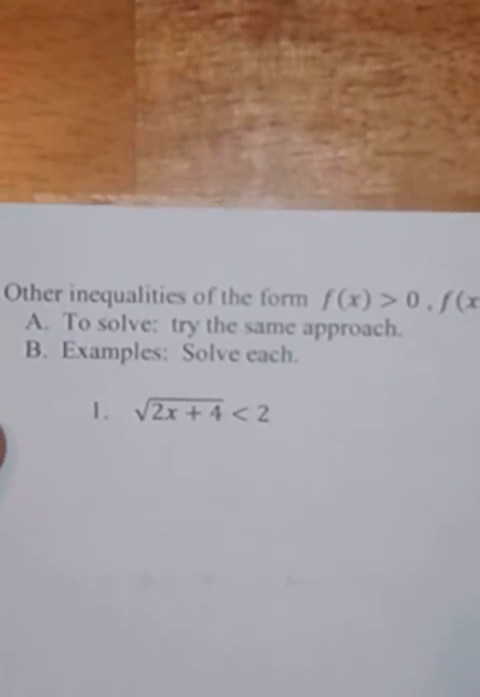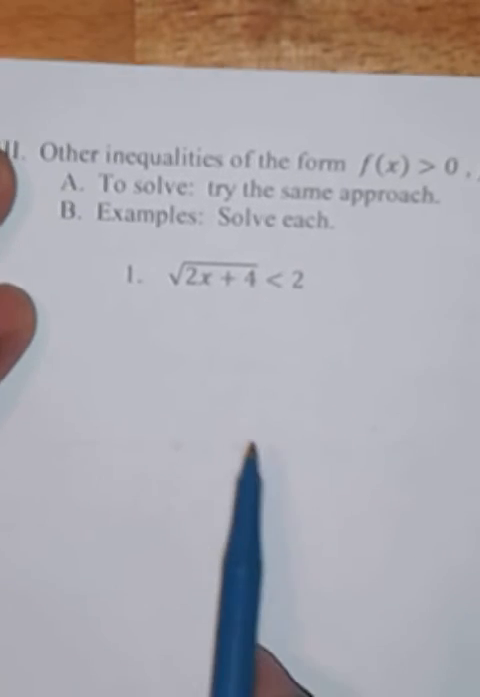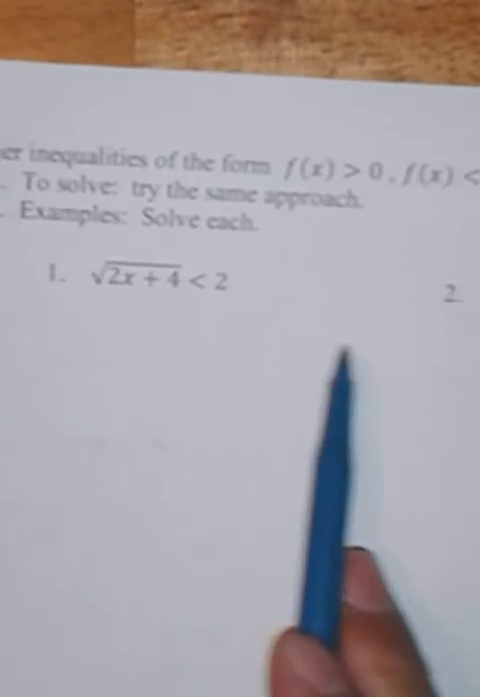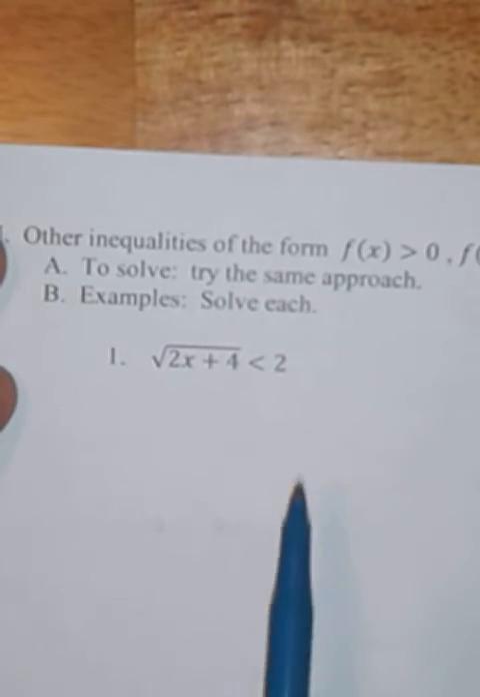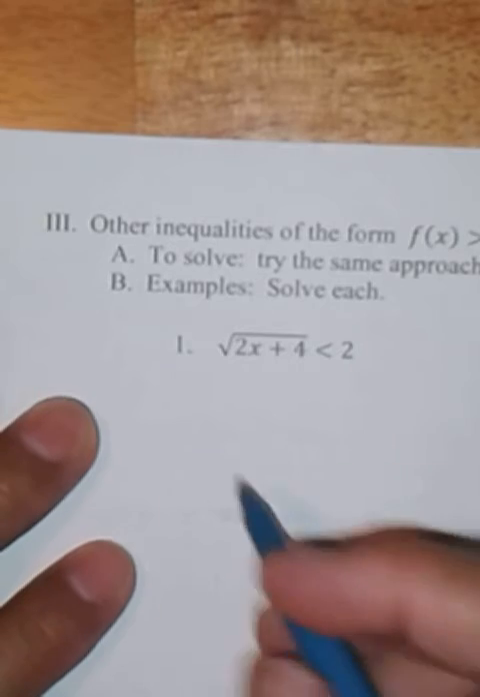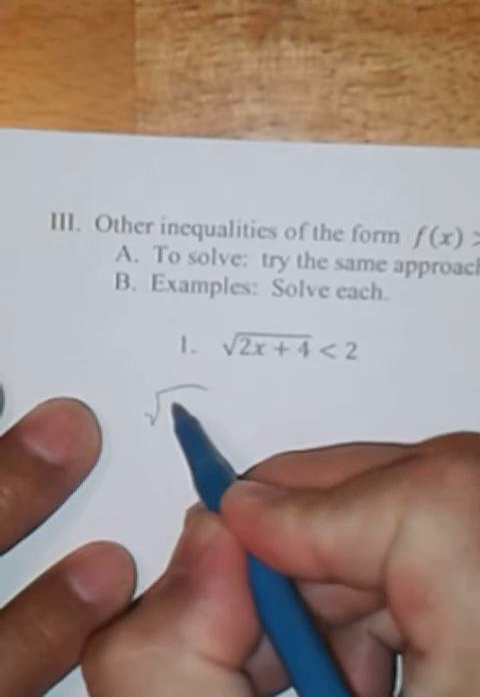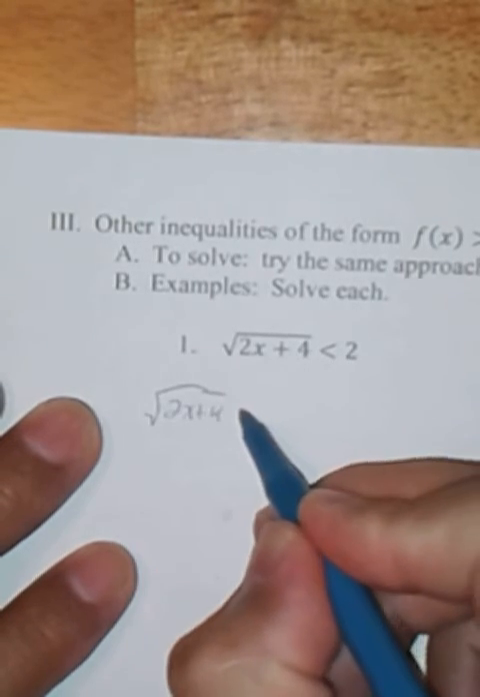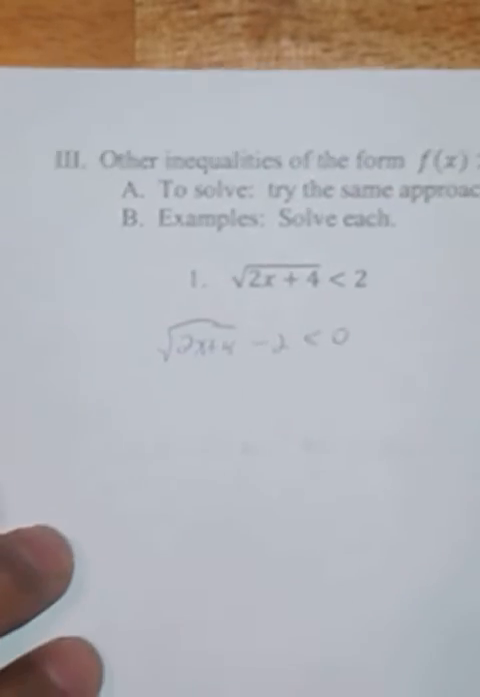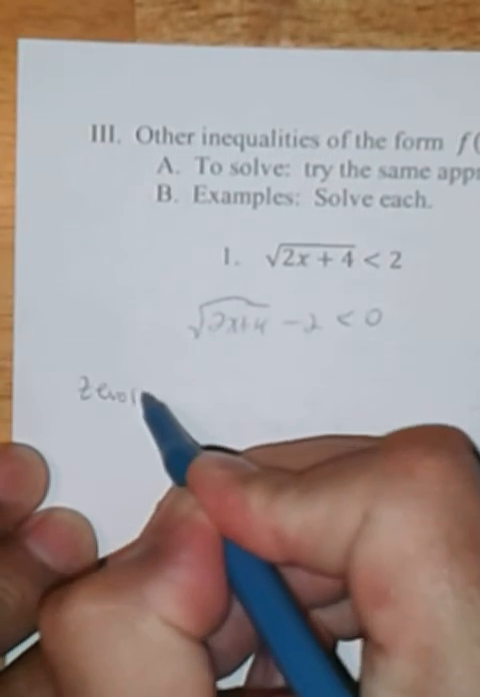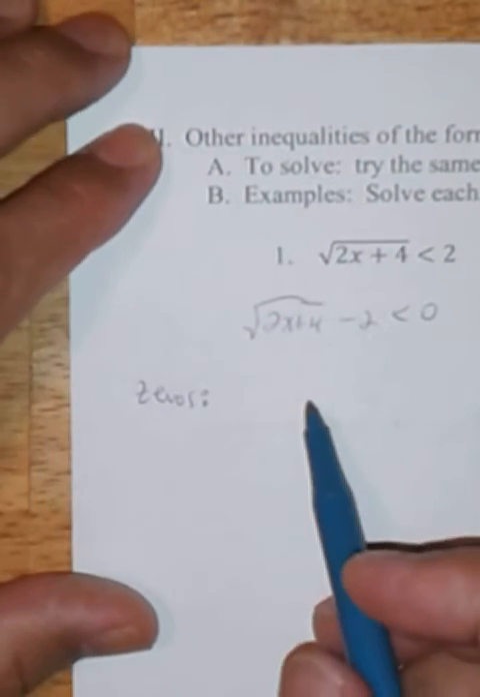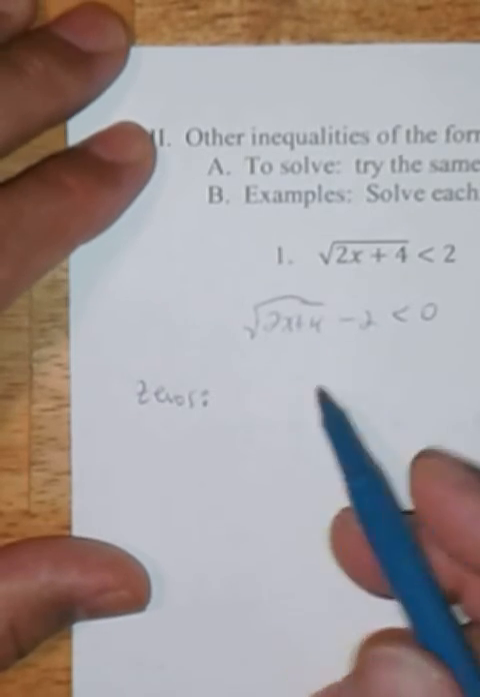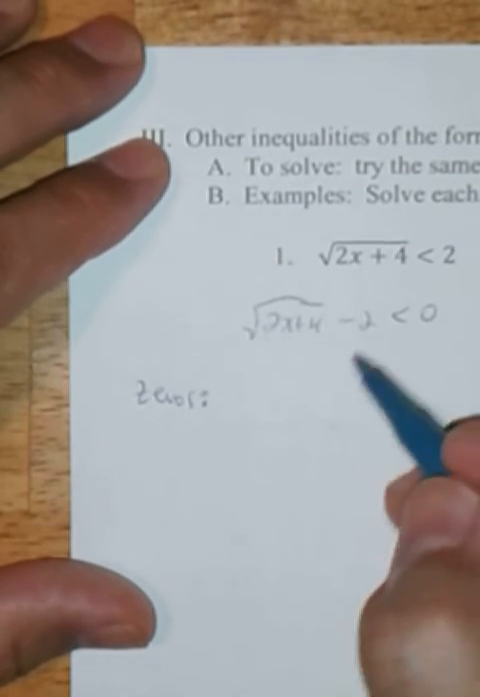Okay? All right, let's try the back side here. So other inequalities, so look at that one right there. Looks a little different. And that one right there looks a little different, but we will try the same approach. So first I want to make this equal to 0, so I have the square root of 2x plus 4 minus 2 is less than 0, and then I'm going to find the zeros. And maybe I also want to look at the domain. So we'll come back to that, which will tell us places where this is undefined.